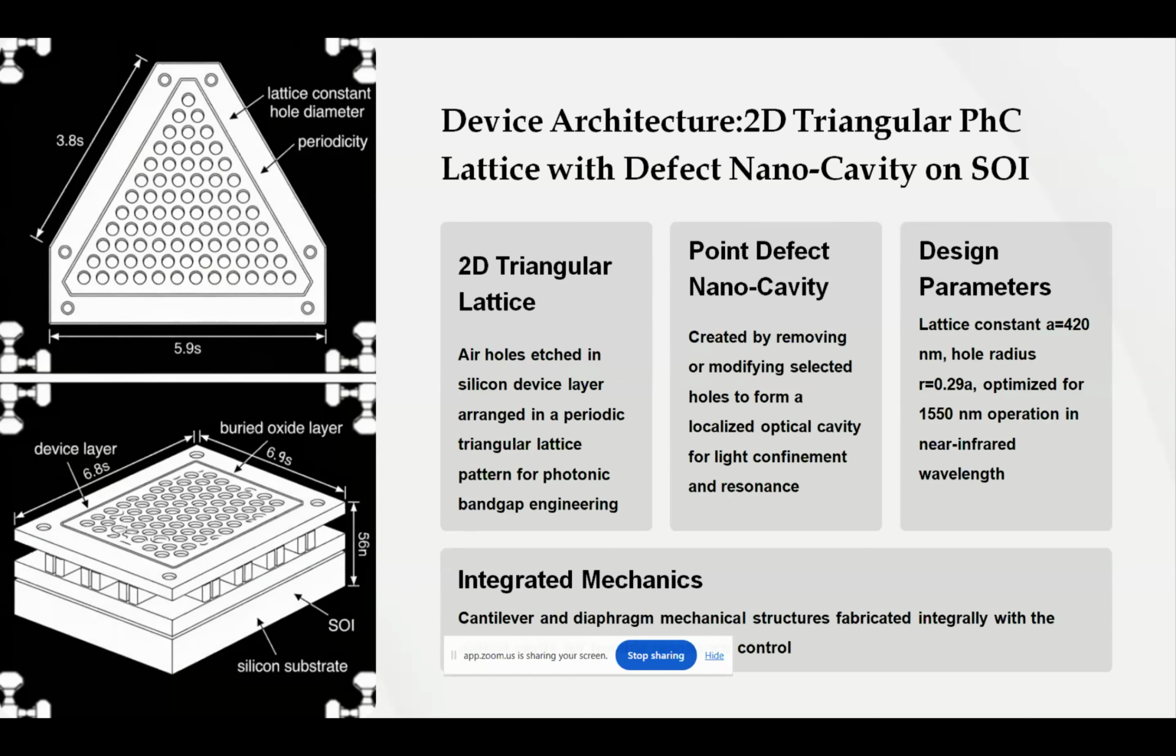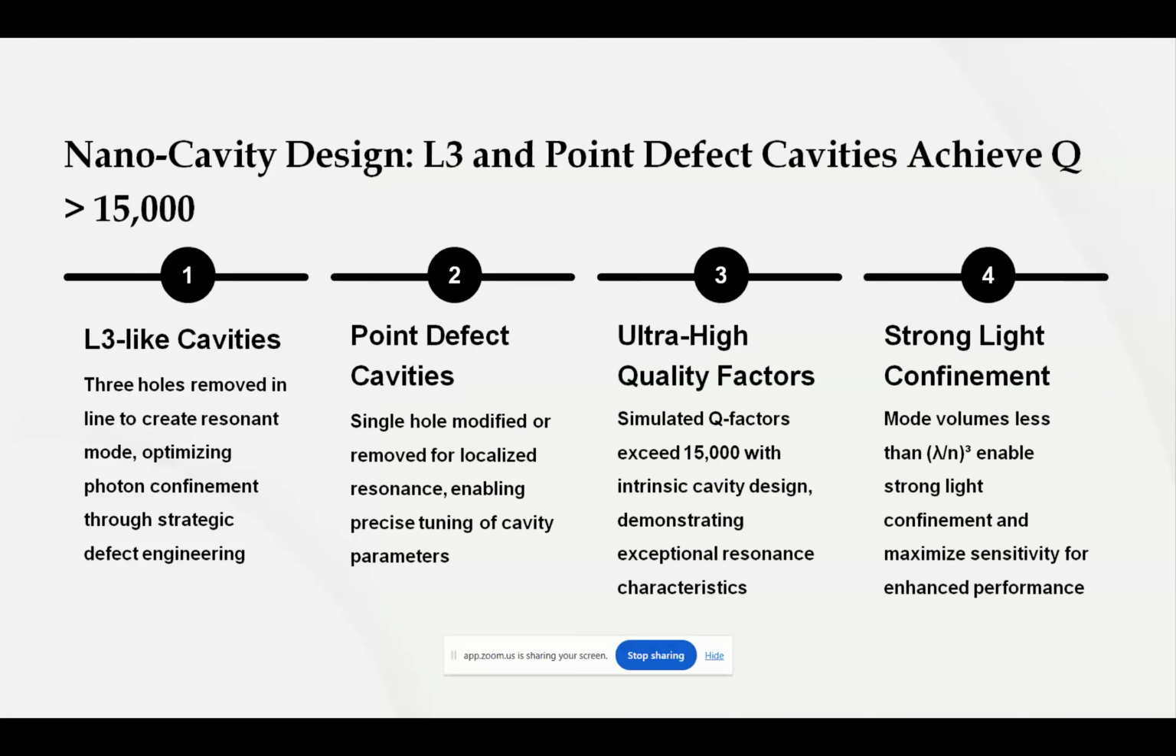In the design parameters, the lattice constant is 420 nanometers and the hole radius is 0.2 nanometers, optimized for 1550 nanometer operation in the near infrared wavelength. In the nanocavity designs, two types of cavities are used here, L3 and point defect, achieving a Q factor above 15,000.